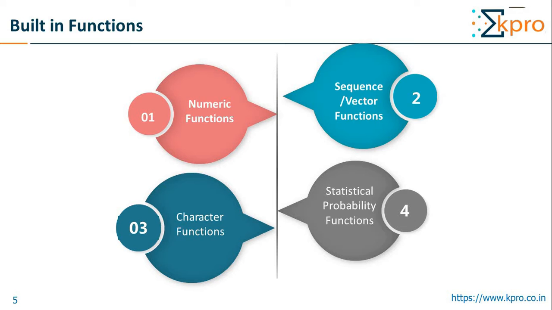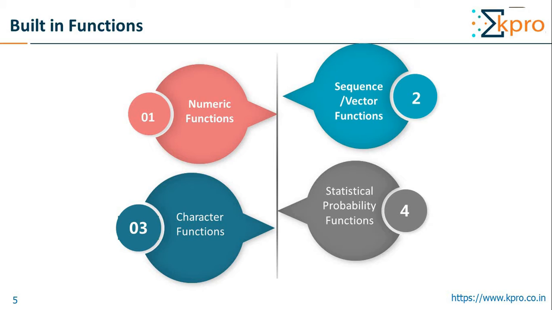In the sequence vector functions we have seq and rep functions. The seq function is used for generating a sequence, while the rep function is used for repeating a particular number or a string a particular number of times. Character functions have substr, grep, toupper, tolower, etc. Substr is used for extracting or replacing a particular part of a string from a vector. Grep is used for searching a particular string from a list of statements. toupper is used for converting the entire statement to uppercase. tolower is used for converting the entire statement to lowercase.